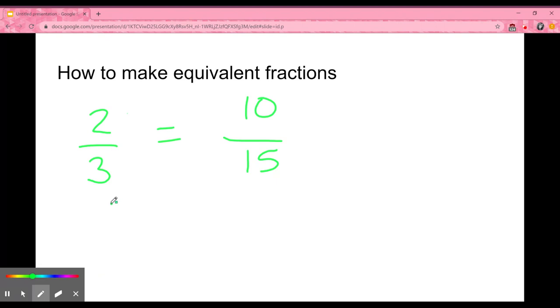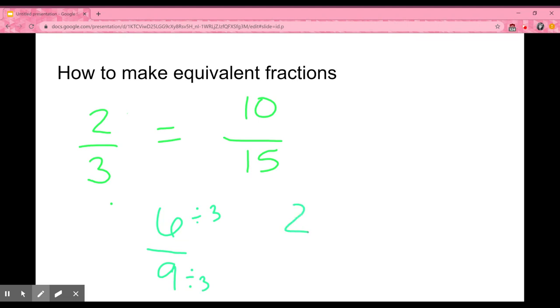You can also do it by dividing. Let's take the fraction, we'll do 6/9. Let's divide by 3. 6 divided by 3, I can solve that by counting up by 3's until you hit 6. 3, 6. So that was 2. And 9 divided by 3. 3, 6, 9. 3. So 6/9 is equal to 2/3.